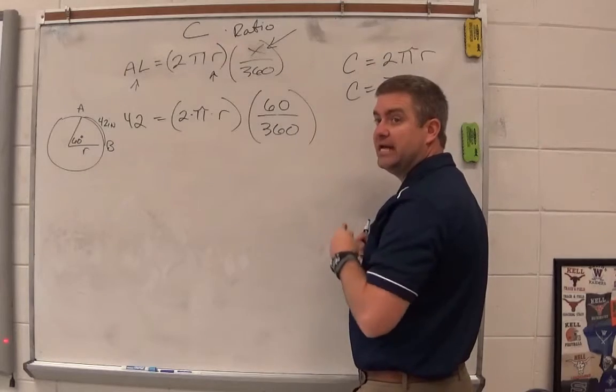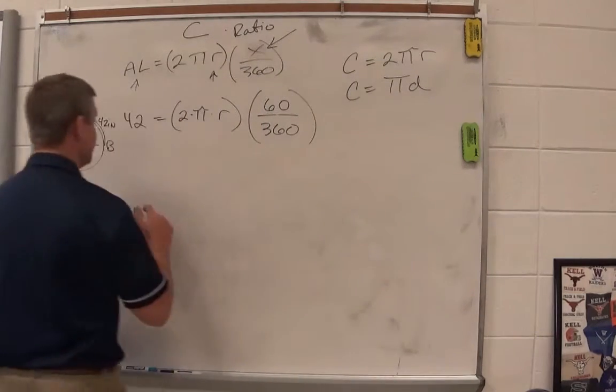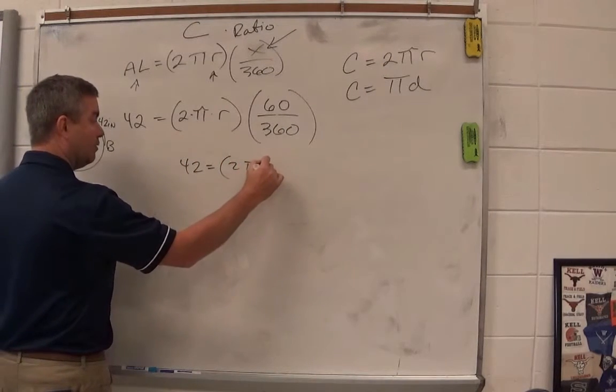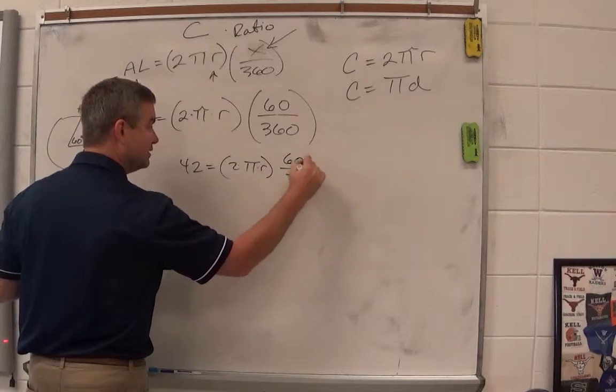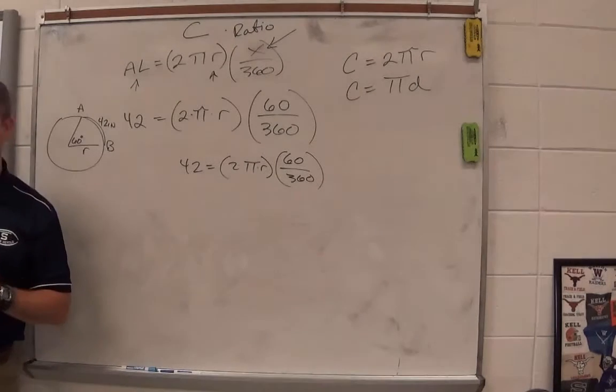I can do it in one step. How do I isolate R in this problem? I'm going to write it like this again. 2 pi R, and then 60 over 360. Give myself a little room. Here we go. Anybody have an idea? Megan Johnson? Outstanding. I don't want to do that first though.